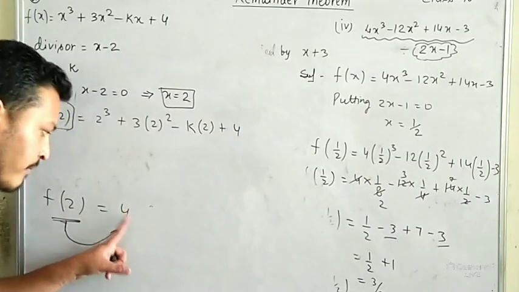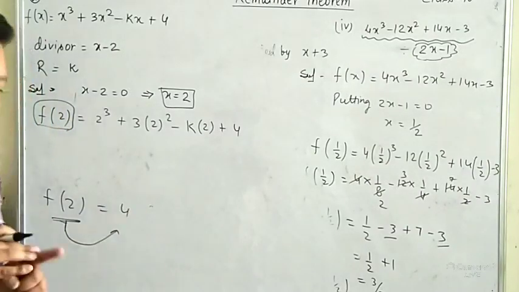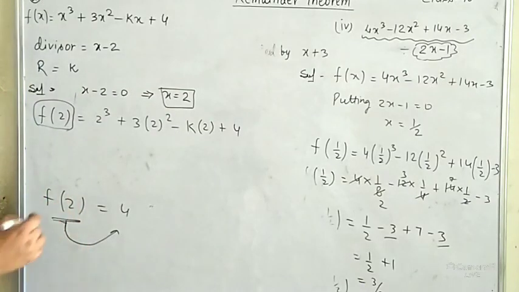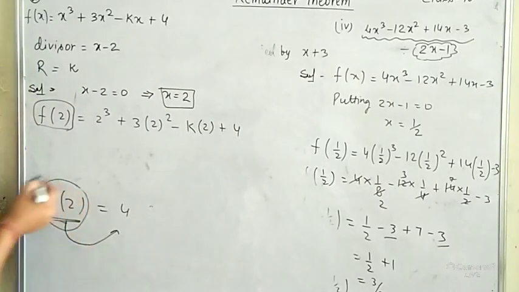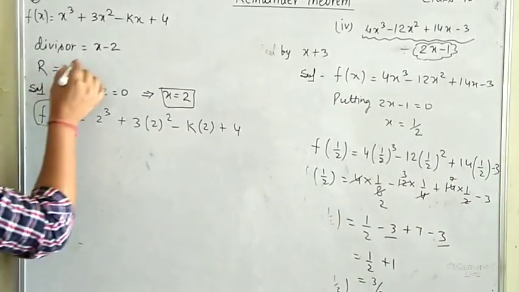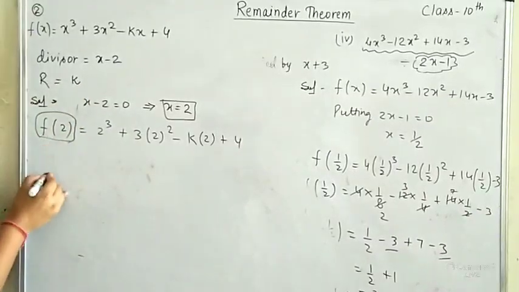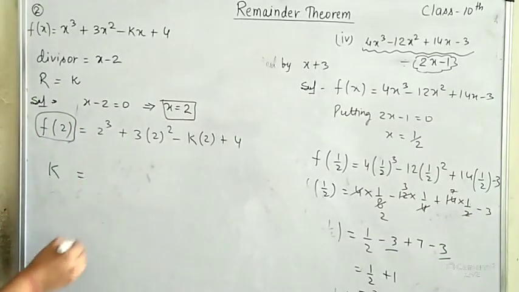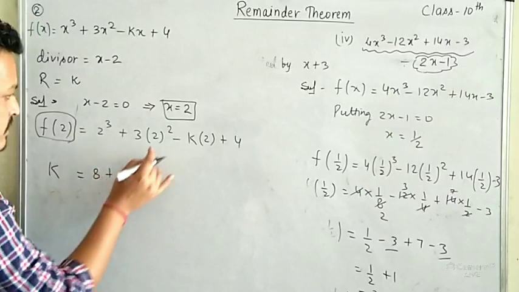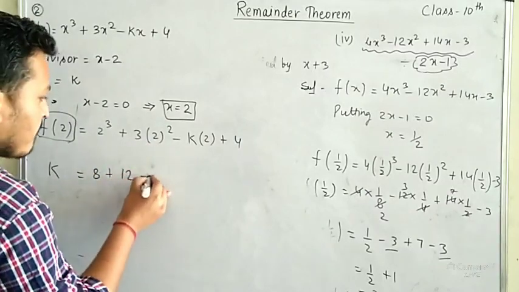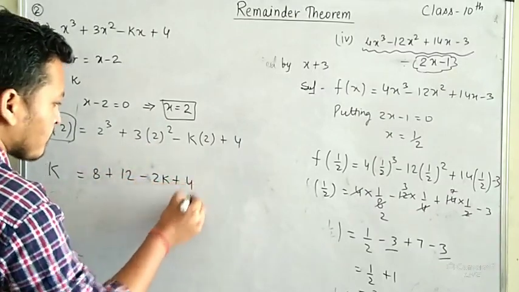It is the value of the remainder, but it is represented by f2. It means this part represents the value of remainder. So we have been given the remainder here, and what is the remainder? It is k. So what can you write here? k is equal to 2 to the 4 is 8, plus 2 to the 4 is 4 3 the 12, minus 2k and plus 4.